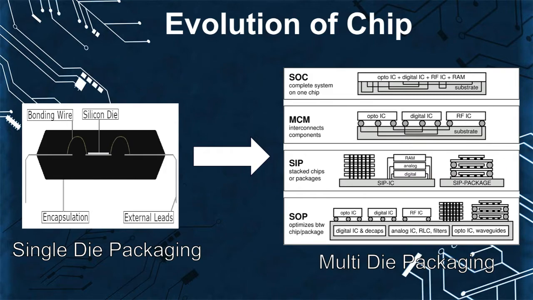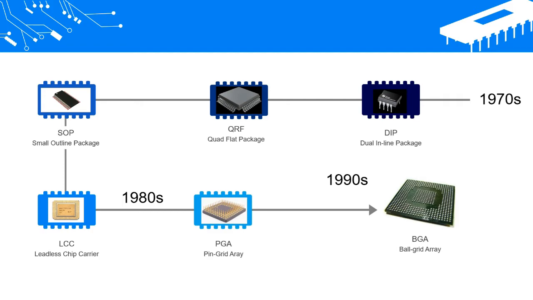So next, we have here the timeline. In the 1970s, we have the dual inline package, or the DIP. Next, the quad flat package, or the QFP. Next is the SOP, or the small outline package. Next, the LCC, the leadless chip carrier. Next, the PGA, or the pin grid array. And lastly, we have the BGA, or the ball grid array.